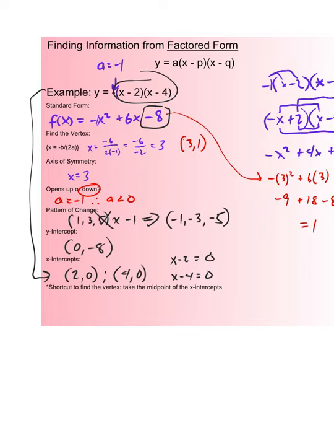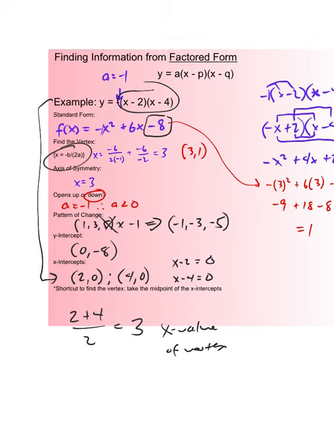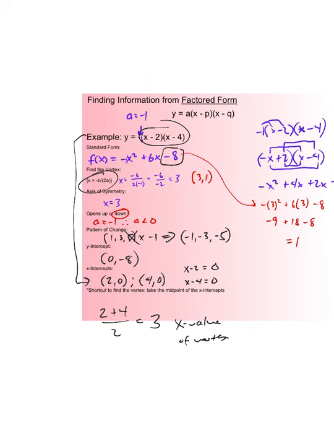You can see there is a note here about the shortcut to find the vertex: it is the midpoint of the x-intercepts. So if the x-intercepts were 2 and 4, then the midpoint of those is really just the average of those. So the x value of the vertex is really just going to be 3 there, which of course we found using the negative b over 2a. So this is using factored form to find all of our individual characteristics again, and this one of course is most helpful for the x-intercepts.